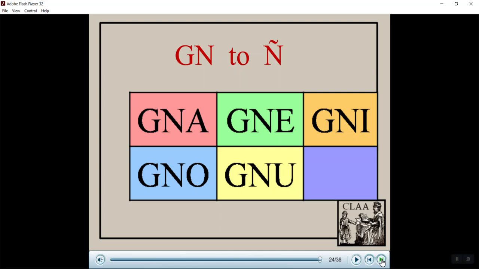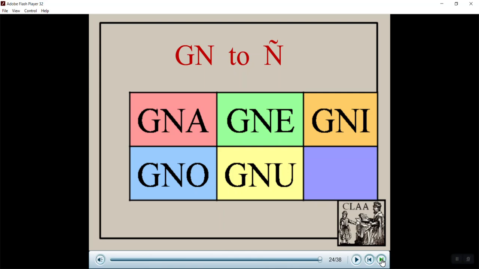Look at the syllable in the red box. In Classical Latin, we would read this as gna. In Church Latin, we read this as nya. Look at the syllable in the green box. In Classical Latin, we would read this gne. In Church Latin, we read nye.